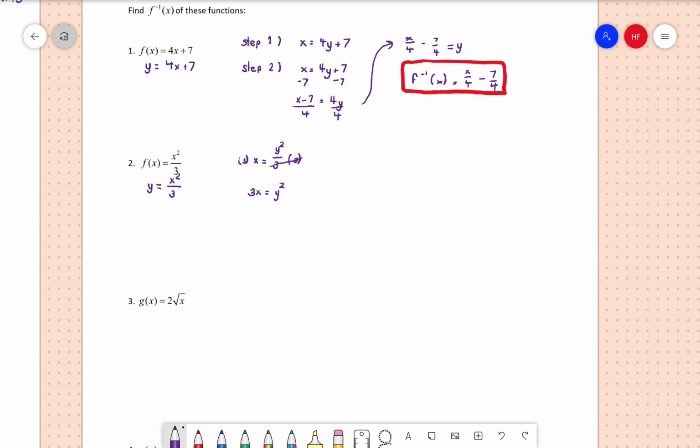And I still need to get y by itself. So the opposite of squaring something is square rooting something. So the square root of 3x is equal to y. I've got y by itself, so I'll rewrite that as the inverse of f of x is equal to the square root of 3x.